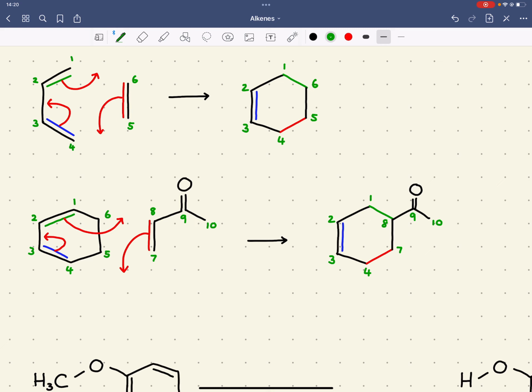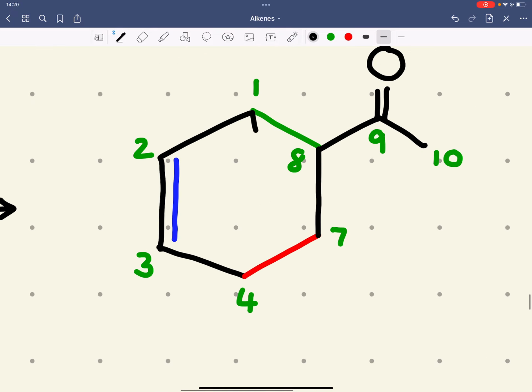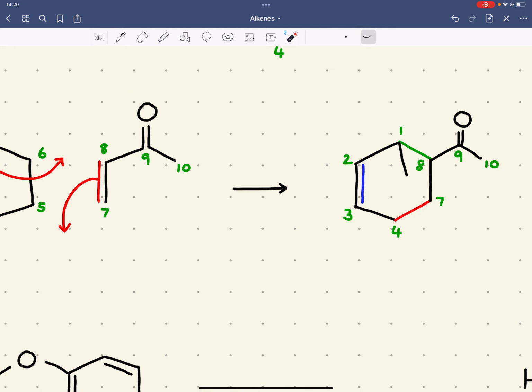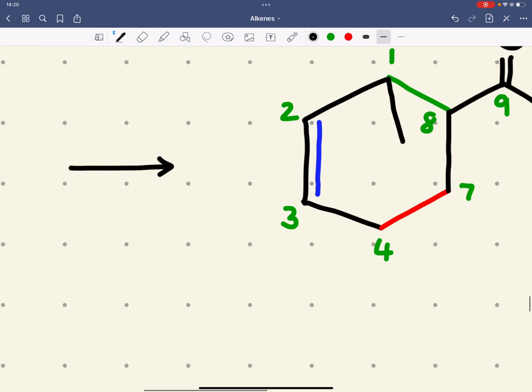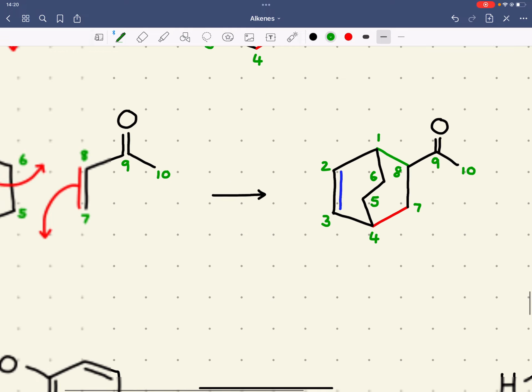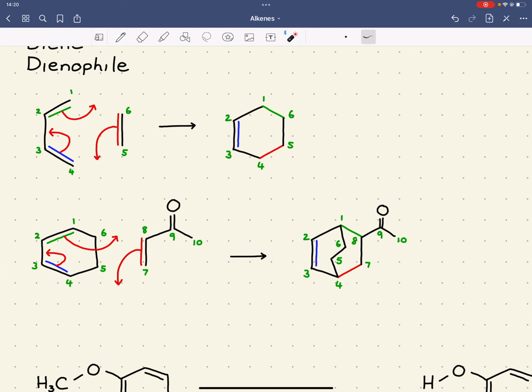What has happened to carbons 5 and 6? Well, carbon 6 is bonded to carbon 1 and nothing's changed. It still is. So I need to put carbon 6 there. Bonded to carbon 6 is carbon 5. And carbon 5 is bonded to carbon 4. So we have to put that in. So that's carbon 6. That's carbon 5. And that gives us something called a bridged cyclic compound. We've got this bridge here over the ring between carbons 1 and 4.